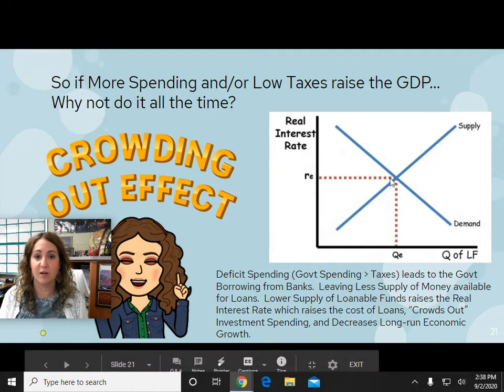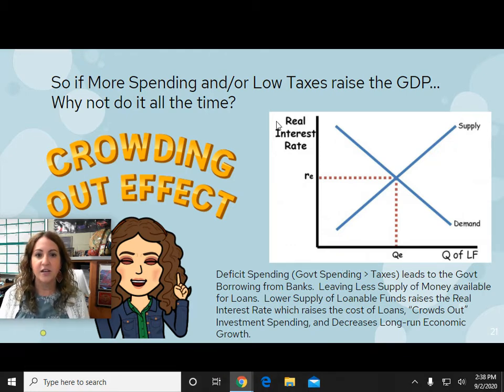So with this loanable funds market, before I explain the whole story that goes along with it, let's talk about what it illustrates. It illustrates the supply of money in the bank available for loans, and the demand for money in the bank available for loans. Like if you go to college and take out a loan, there's more demand for loans. If people decide not to go to college and take out loans, then there'd be less demand for loans.